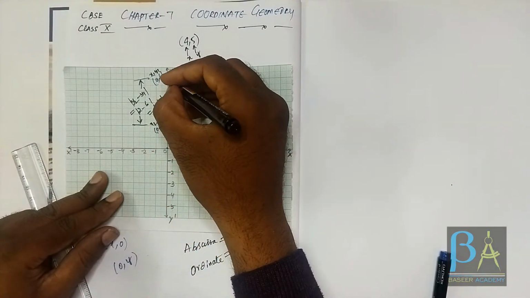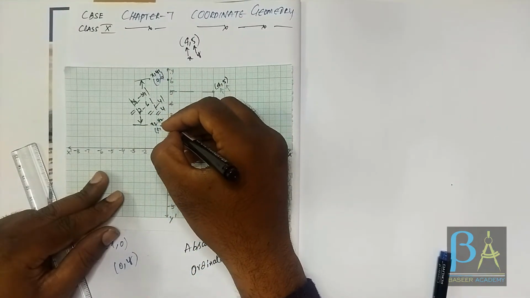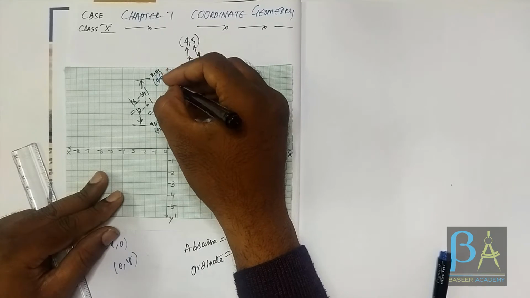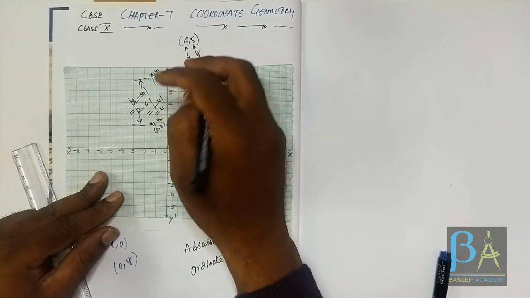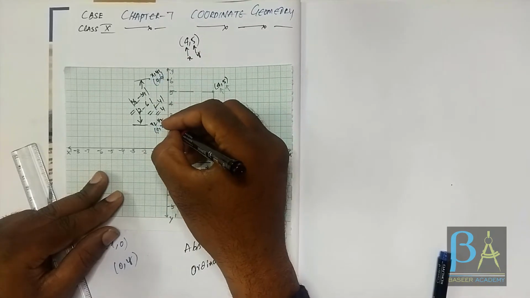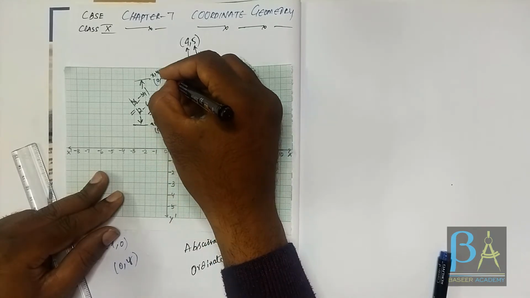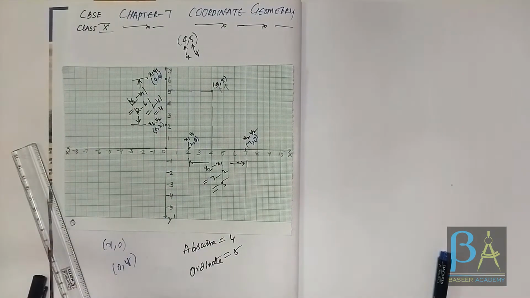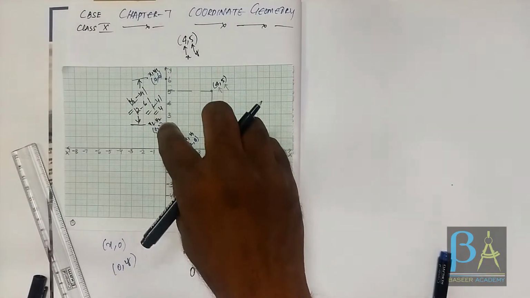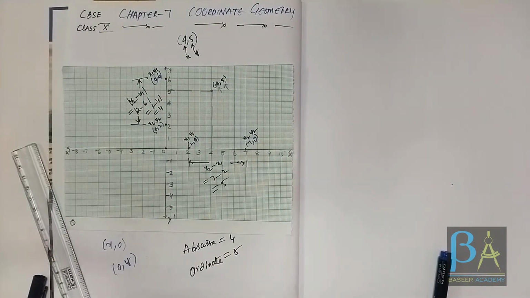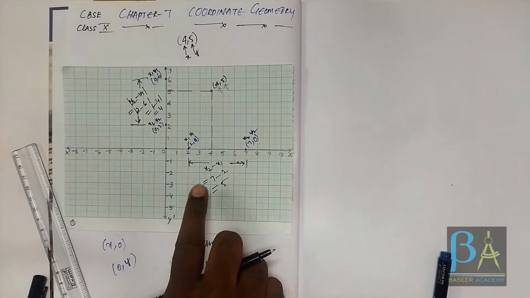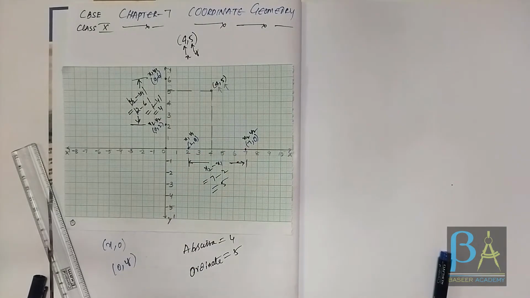So you can see for yourself, the distance between the point (0, 2) and the point (0, 6), which are lying on the y-axis, is 4 units. You can check it by yourself. 1, 2, 3, 4, isn't it? So the distance between any 2 points lying on the y-axis is y2 minus y1, and the distance between any 2 points lying on the x-axis is x2 minus x1.